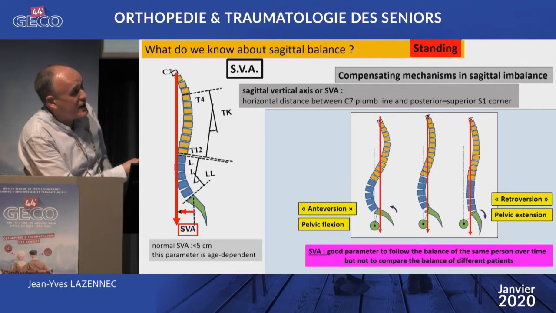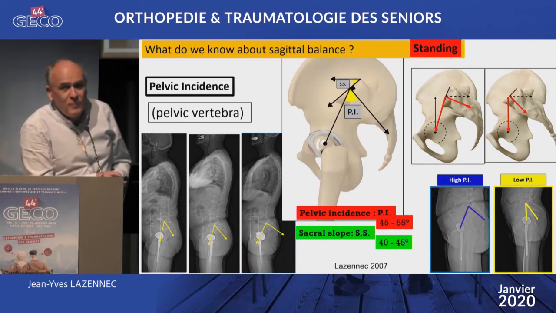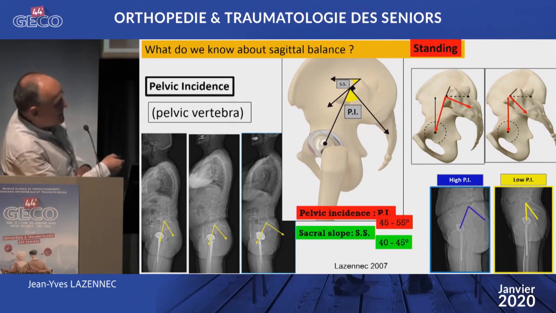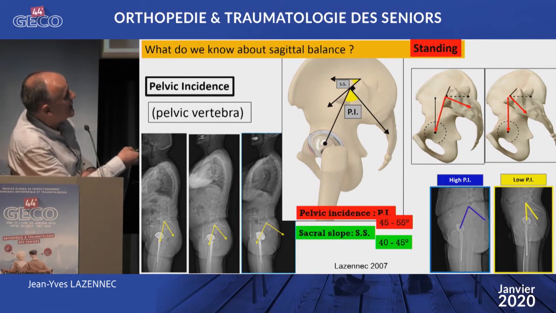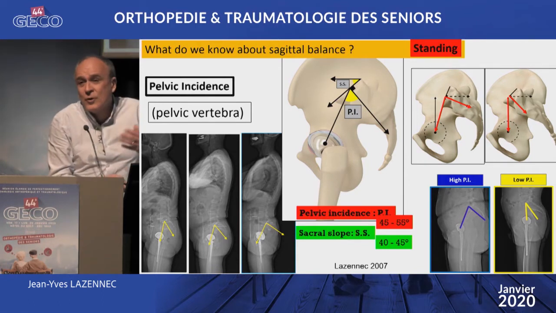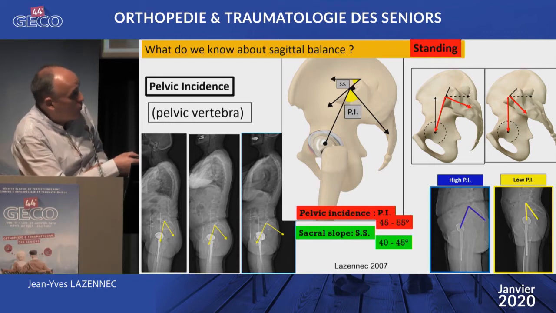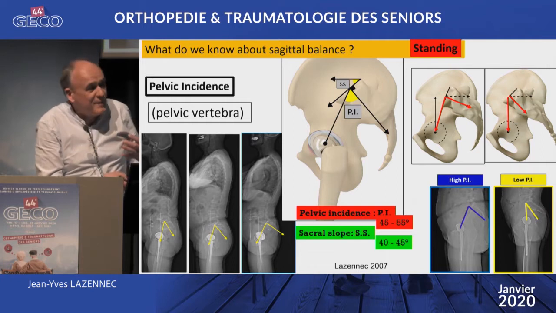And very often, but not always, our aged patient will show a pelvic extension. The problem is that not all the patients have the same width. There are 3 patients here. One has a narrow pelvis, the other one has a normal or standard pelvis, and the other one has a very broad one. This is what we call the pelvic incidence angle, which should be between 45 and 55 degrees.